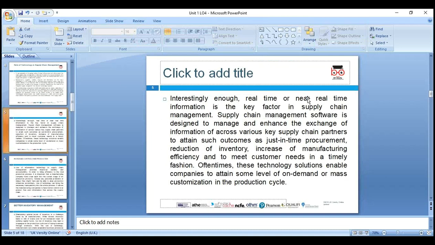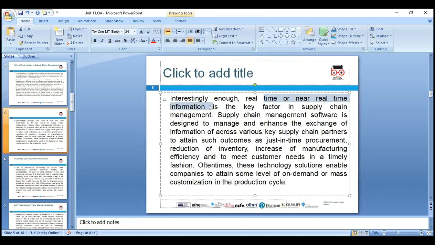We need to look at real time information. That's very important. Technology can help to provide the customer real time information. Factor in supply chain management: supply chain management software is designed to manage and enhance the exchange of information across various partners.